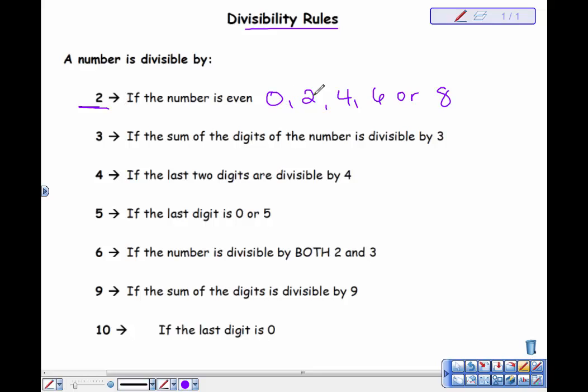So if it ends in a 0, a 2, a 4, a 6, or an 8, it can be divided by 2 right off the bat.